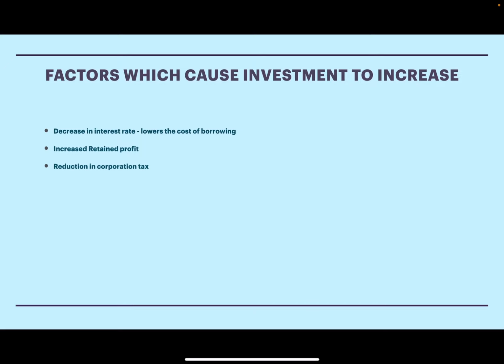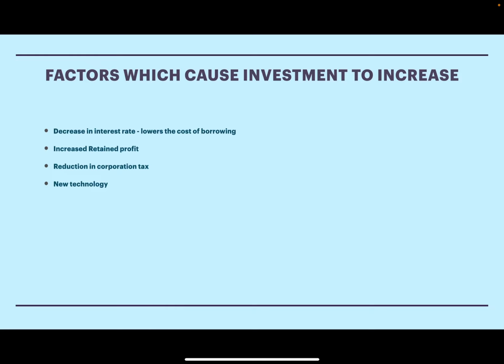A reduction in corporation tax. So corporation tax is the tax that businesses pay on their profits. So they have their profit and they pay tax on their profit. If they make no profit, they're not going to be paying any tax. So if corporation tax falls, then they're going to have more profit and therefore they can spend more on investment.